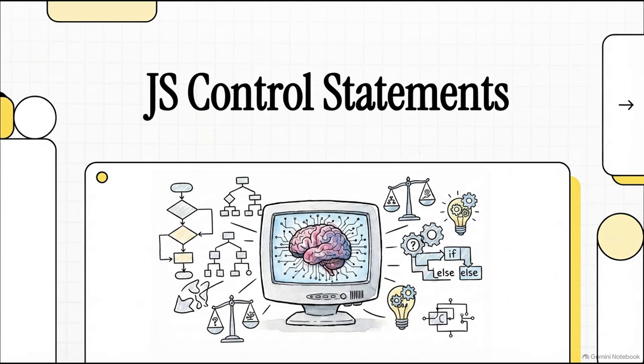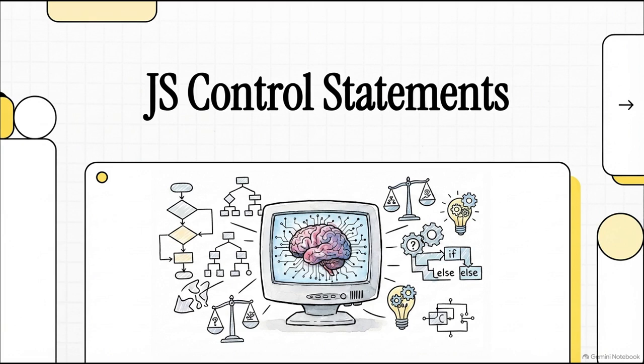Have you ever wondered how a computer actually makes decisions? I mean, how does it go from just blindly following a rigid list of instructions to making complex, dynamic choices on the fly? Well, welcome to this explainer. Today we're diving deep into JavaScript control statements.